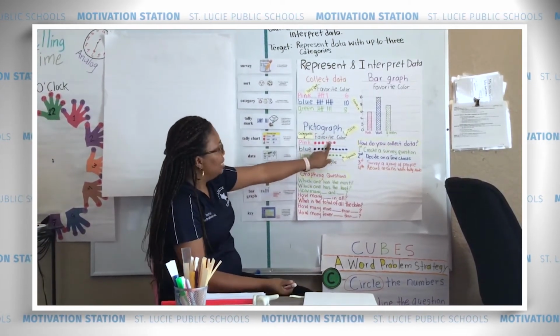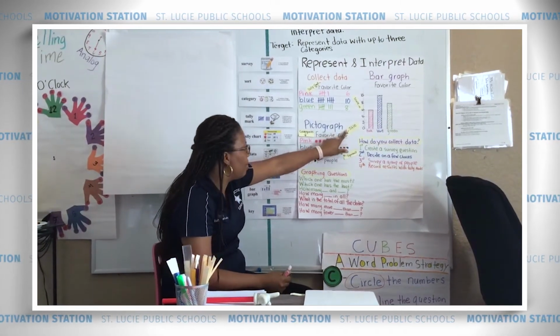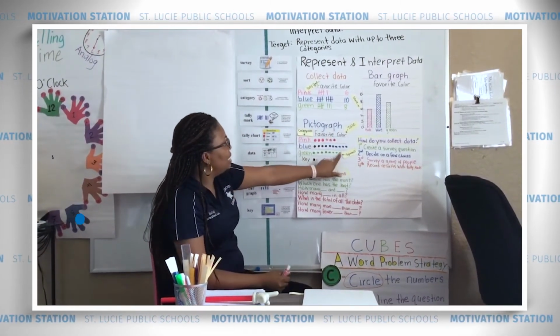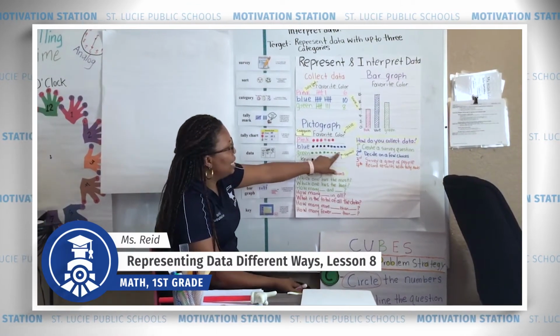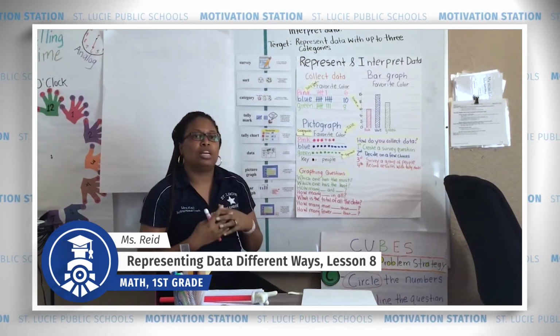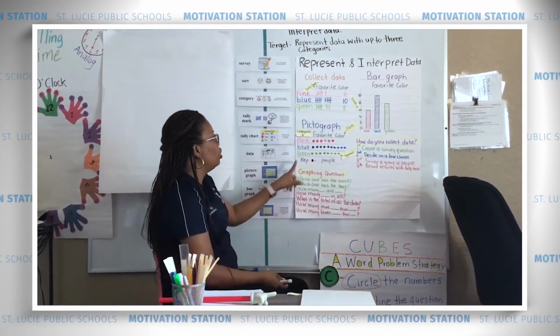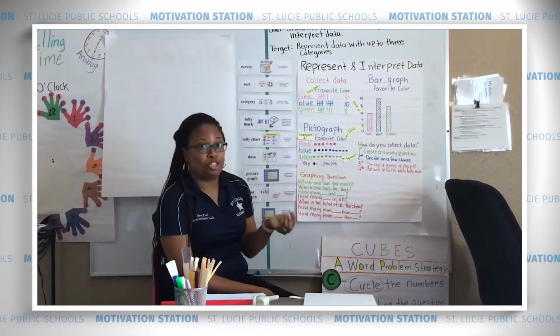Remember, the title is the name of the graph. Remember that. These are my symbols. Those are the items that I'm using to represent each color, and this is my category. Now, it's very important when you're reading a graph to look at the key. The key tells you what the pictures mean.